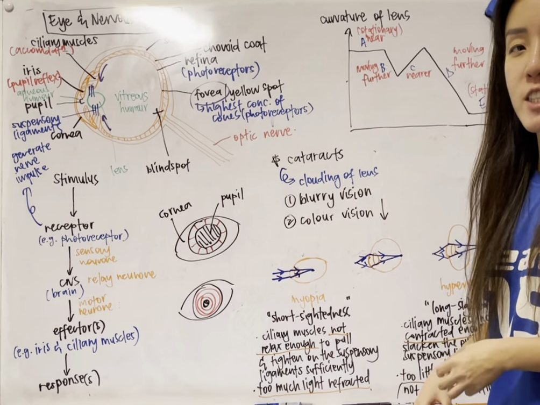Oh, I forgot to write, so you can write at the top. When I say myopia, that was actually the lens is too biconvex. This one is the lens, not biconvex enough.